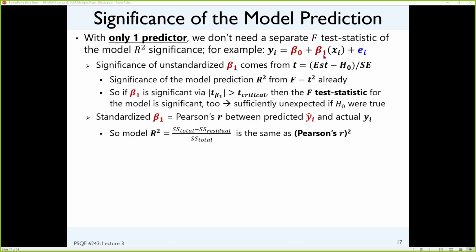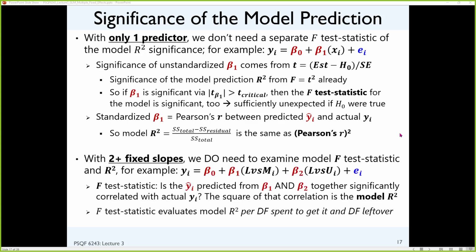I can compute an effect size for the beta 1 slope in an R metric, and if I square that R, can you guess what it becomes? R squared, exactly, for the model. So if beta 1 is a significant slope via the T test statistic, then its F is also significant to the exact same degree because T squared is F. And the R effect size for that slope, if I square it, would be the model R squared.